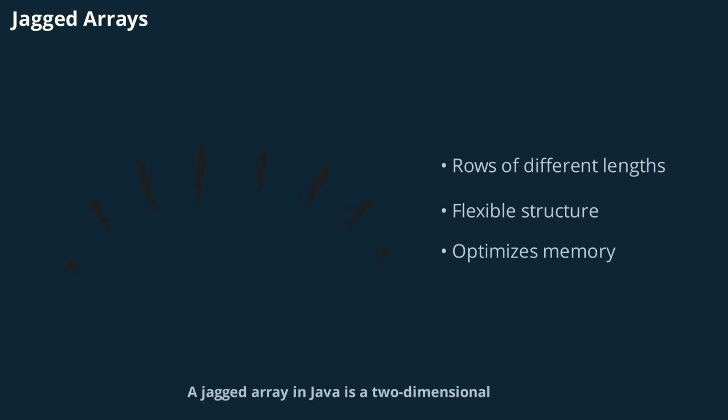A jagged array in Java is a two-dimensional array where each row can have a different length. This is useful when your data has varying lengths or you want to optimize memory usage. Unlike regular 2D arrays, jagged arrays provide more flexibility and are ideal for scenarios where each row doesn't need to have the same number of elements.